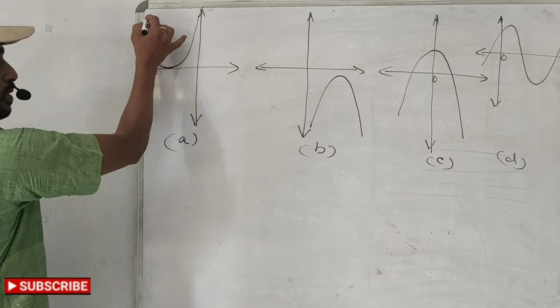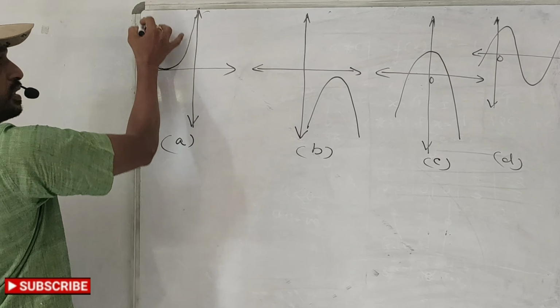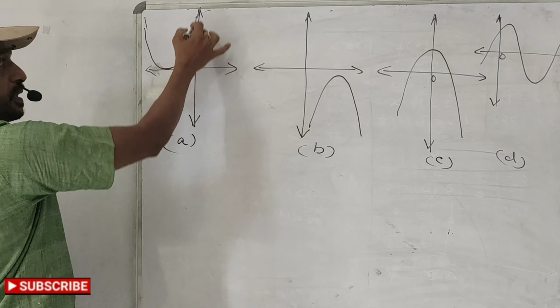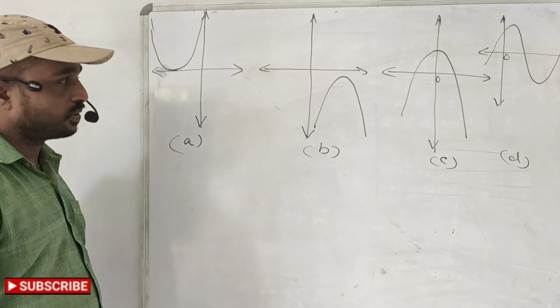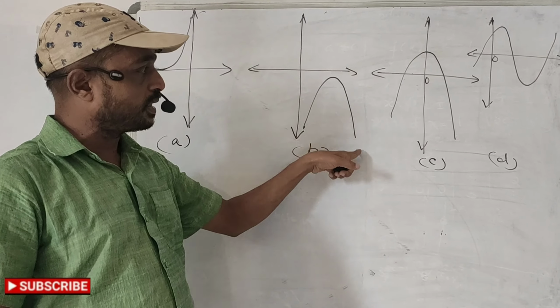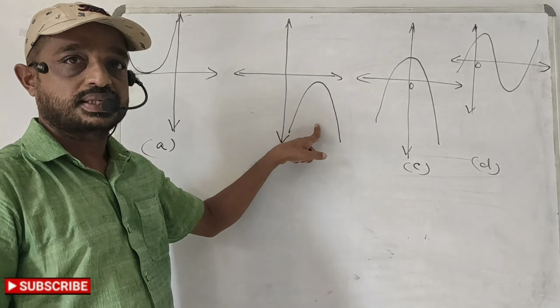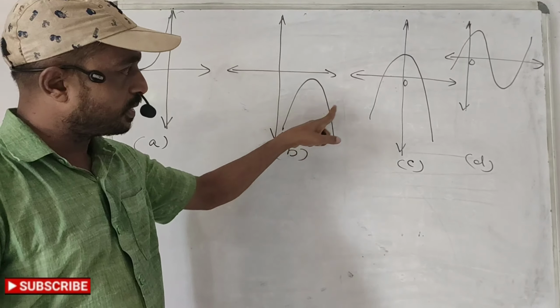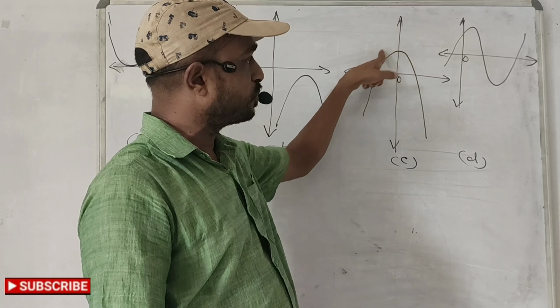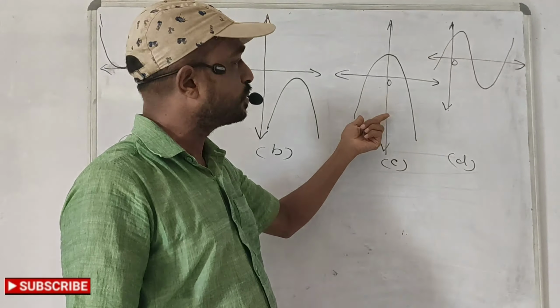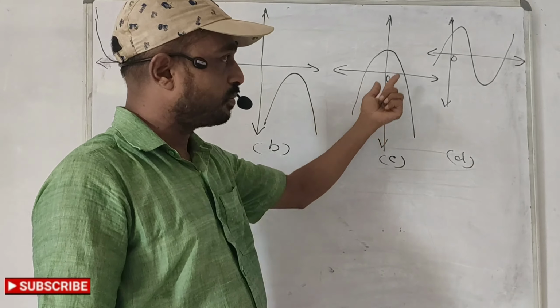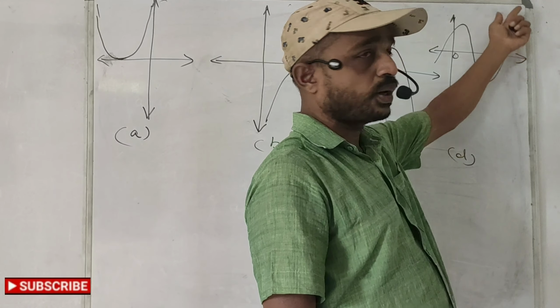So this is a parabola open upwards. So this graph represents what? A quadratic polynomial. This is a parabola open downwards, so this graph also represents a quadratic polynomial. This again is a parabola open downwards, so this graph also represents a quadratic polynomial. But this is not a parabola.